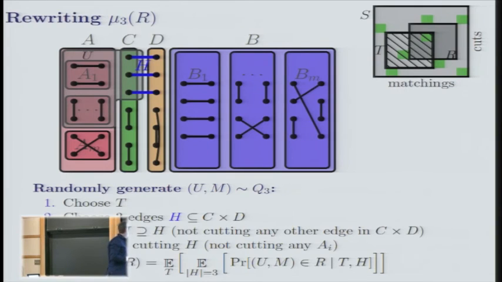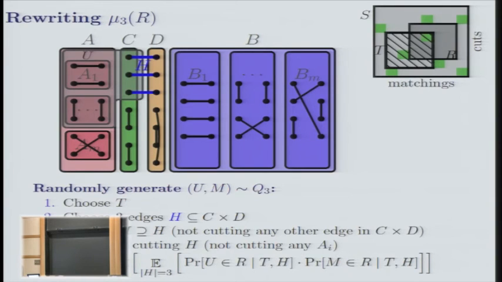By the way, once we have fixed those three edges and we have fixed the partition, the choice of the matching and the choice of the cut is independent. So that actually simplifies the calculation of the probability a lot. Good, so this is how we generate this three measure.